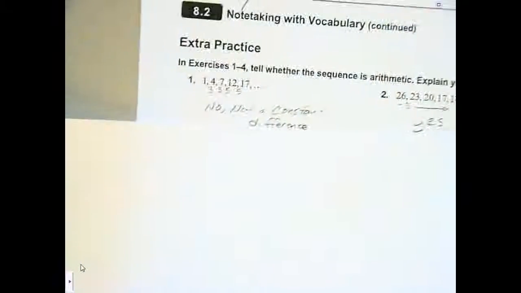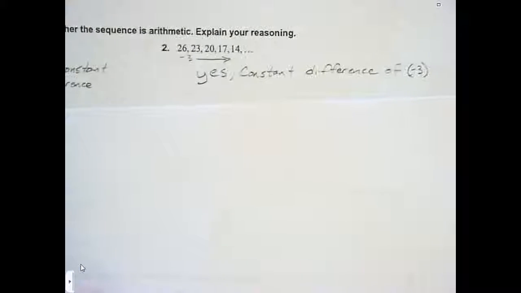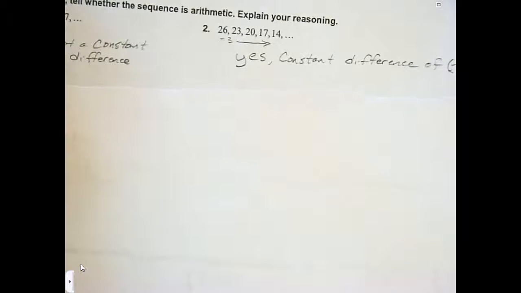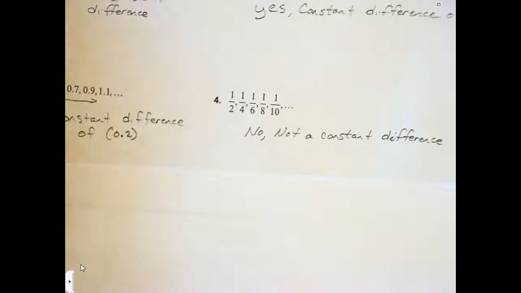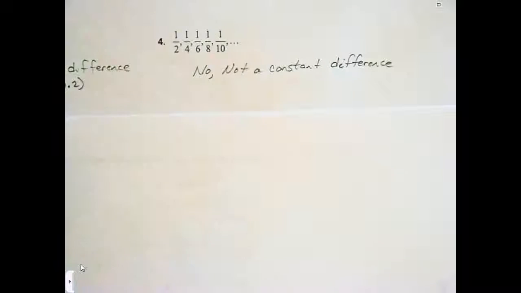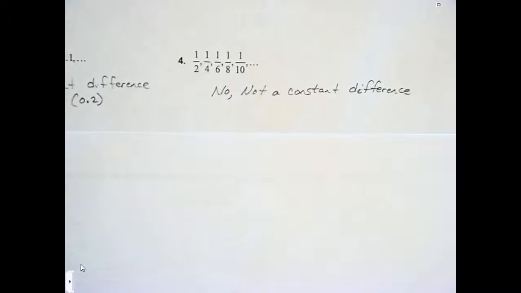Okay, check them out. First one is not because it does not have a common difference. Second one is because it has a constant difference of -3. The third one is, it has a constant difference of 2/10. And the fourth one is not, it does not have a constant difference. So the first thing is being able to recognize them, just what we've been doing the last couple days. Questions on those?